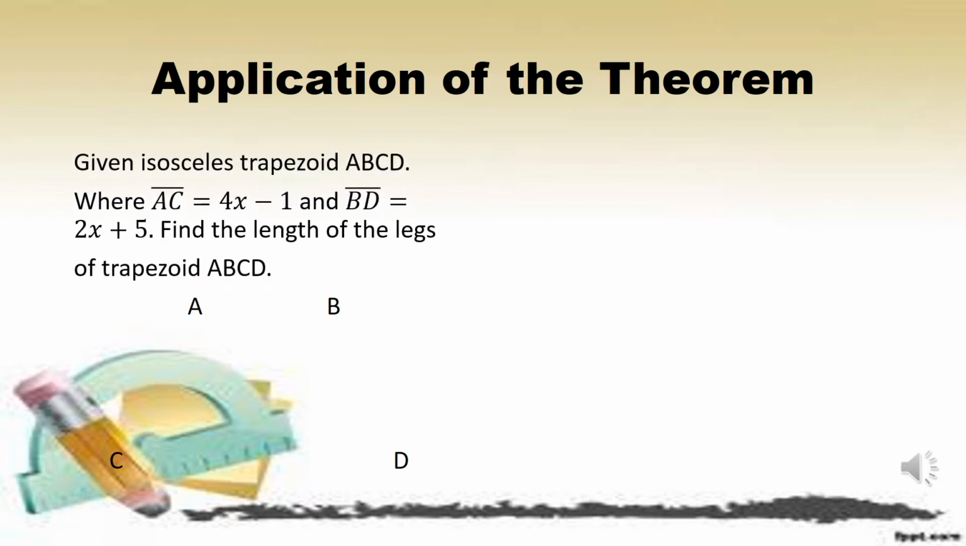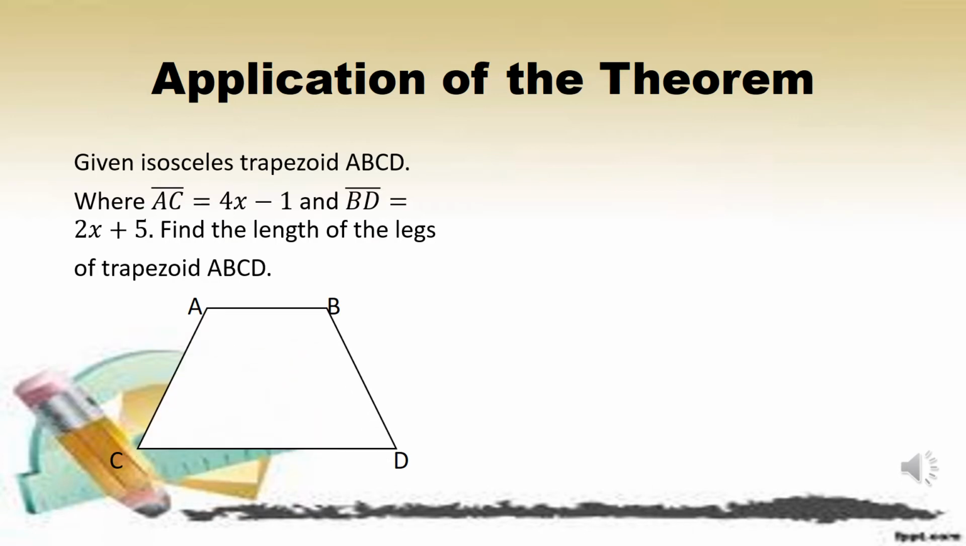Now let us go to the application of the theorem. Given isosceles trapezoid ABCD, where segment AC is equal to 4x minus 1 and segment BD is equal to 2x plus 5, find the length of the legs of the trapezoid ABCD. First, look at the figure.